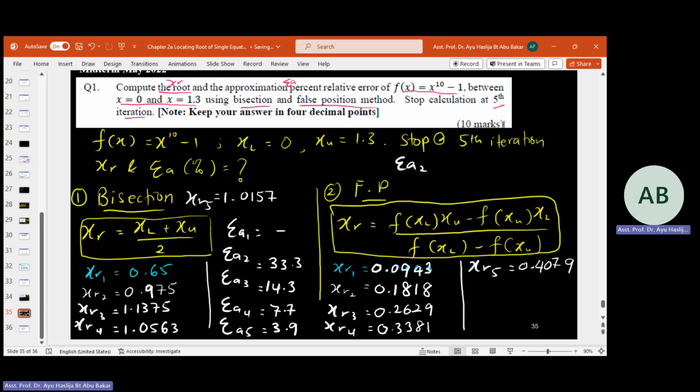How about the EA2 for false position? Sabah, have you done? EA2 for false position. 45. On your link, what do you get for EA2 false position? 48. 48 or 45? Alif, you get 48. 48.1. Try to calculate back your value.